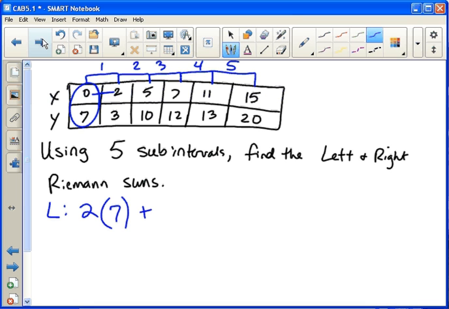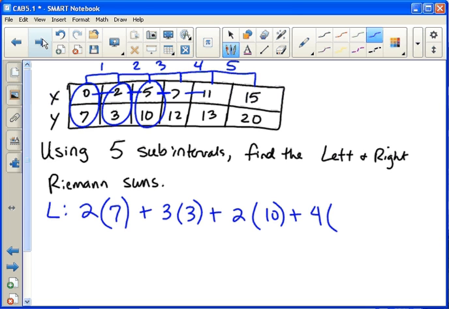Then from 5 to 7, that's a distance of 2. My left endpoint is the 5, so I use 10 as my height. Then 7 to 11 is a distance of 4. I use my left endpoint, which is 7, so I use the height of 12. 11 to 15 is also a distance of 4. My left endpoint is 11, so I use 13 as my height. So I plug all these in. 2 times 7 plus 3 times 3 plus 2 times 10 plus 4 times 12 plus 4 times 13. And I get 143 as my answer.